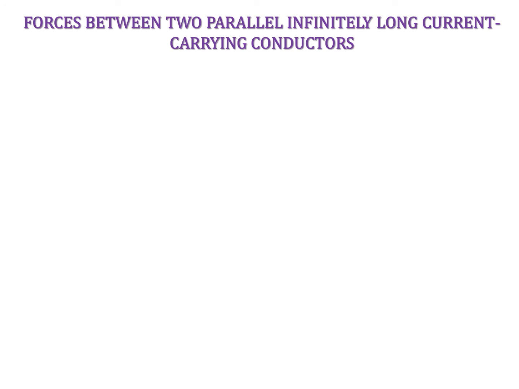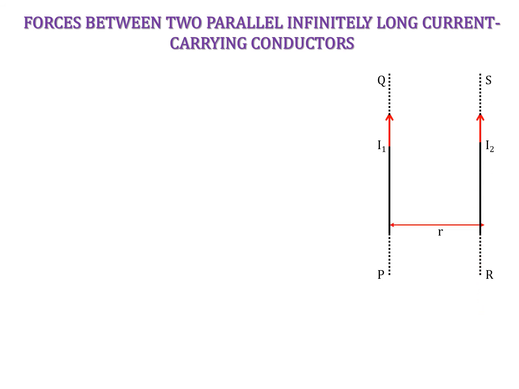We take two conductors. First, a conductor PQ carrying a current I1. We place a second conductor at a distance r from it. The current in the second conductor is I2 and it is in the same direction as I1. Now, the current I1 flowing through the first conductor will produce a magnetic field. And using right hand thumb rule, you can see the magnetic field B1 will be pointing inwards.